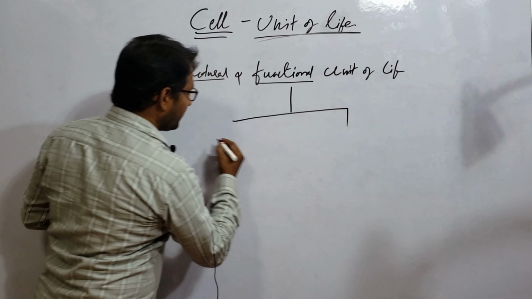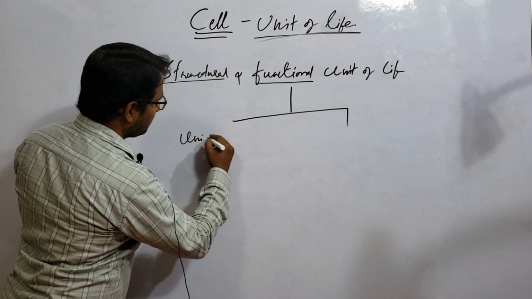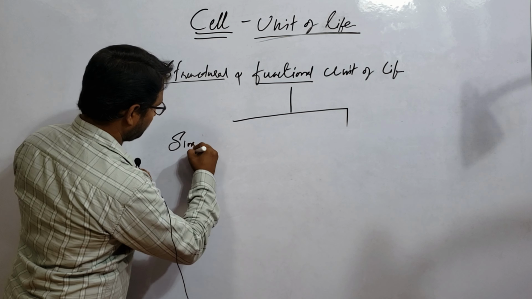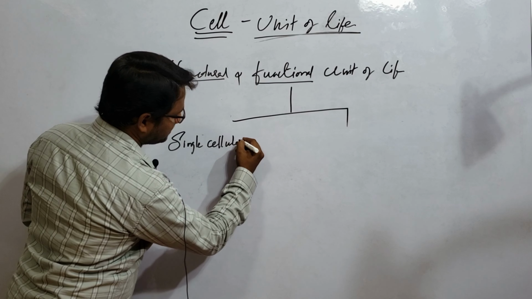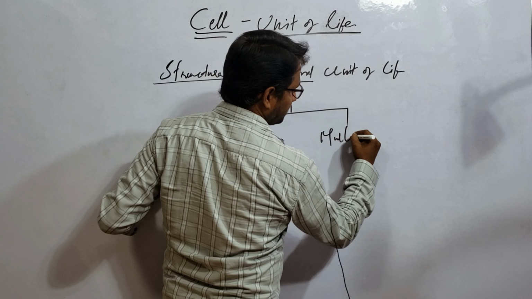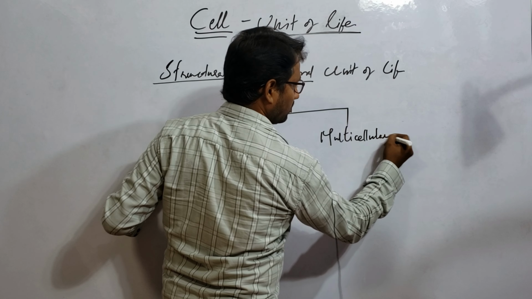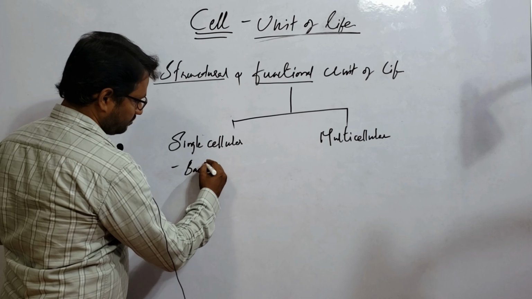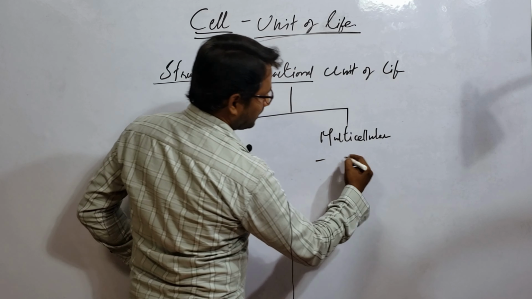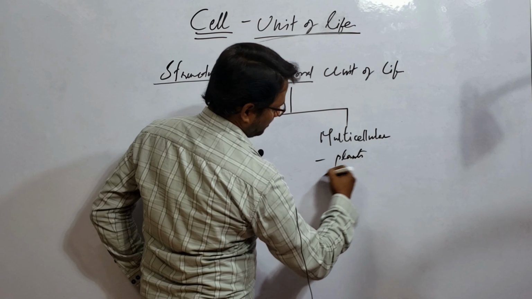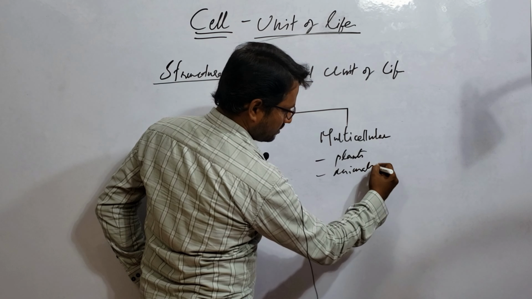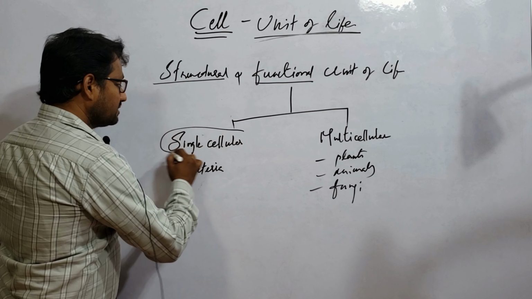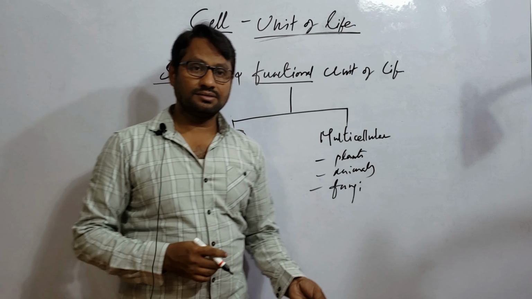Based on this, the organisms are classified into unicellular or single cellular and multicellular organisms. In single cellular organisms, we have examples such as bacteria. Here you can take plants, animals, fungi as multicellular.